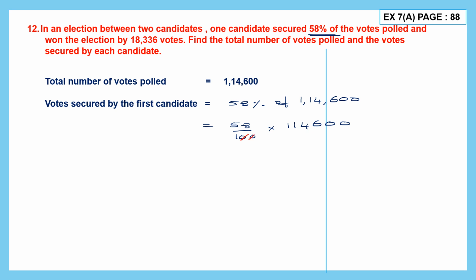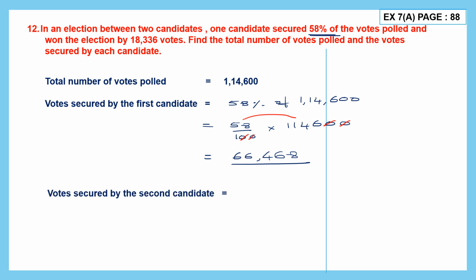So now we have to work on this. We just have to simplify this by cancelling and then multiply these two numbers. So when you multiply those two numbers, what do you get? We get 66,468. So this is the number of votes that the first candidate got. Now the votes secured by the second candidate: he got 42% of the total number of votes, that is 1,14,600. So this is equal to 42 by 100 into 1,14,600. So here also we have to simplify and get our answer.